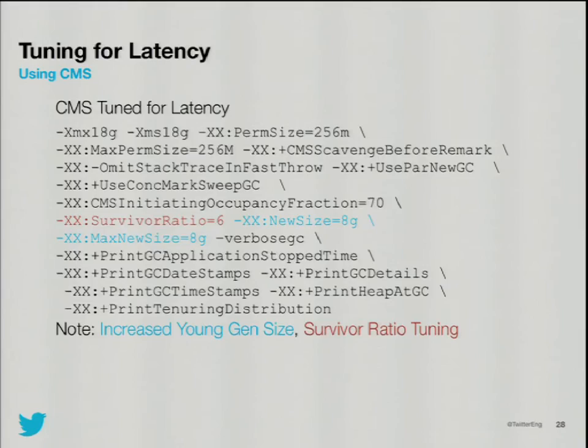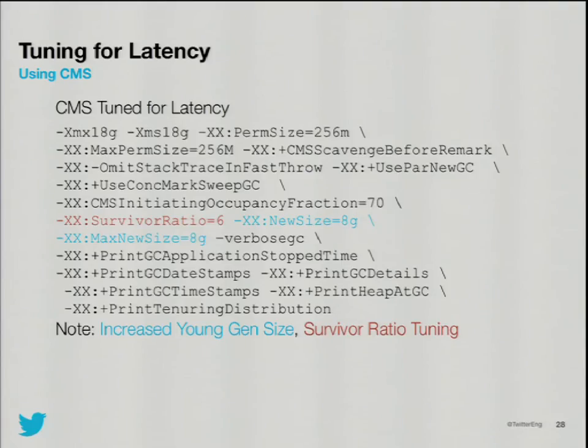Tuning for latency. This is an example of a pretty well-tuned CMS application. You notice I have CMS scavenge before remark on the second line. On the fifth line, I have CMS occupancy fraction. It's set to 70. I believe that is the default now, though, but I'm pulling it from an older log. I'm also manipulating the survivor spaces in this case because I'm trying to tailor the activity of the young generation to the allocation rate that I have. And the big takeaways with this are the survivor ratio tuning and the size of the young gen.